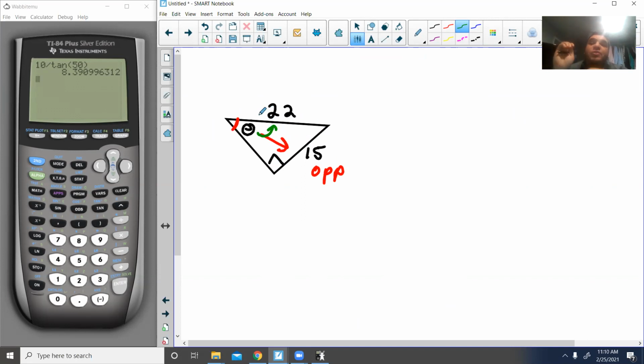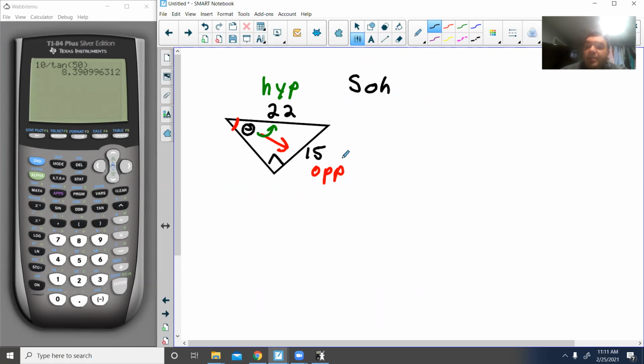Remember, if you have the choice between adjacent and hypotenuse, hypotenuse is more important. So this one right here, 22, is going to be the hypotenuse. If it's a choice between the two, it's always hypotenuse. Okay, so I have an O and an H. SOHCAHTOA. So I'm going to be using sine.